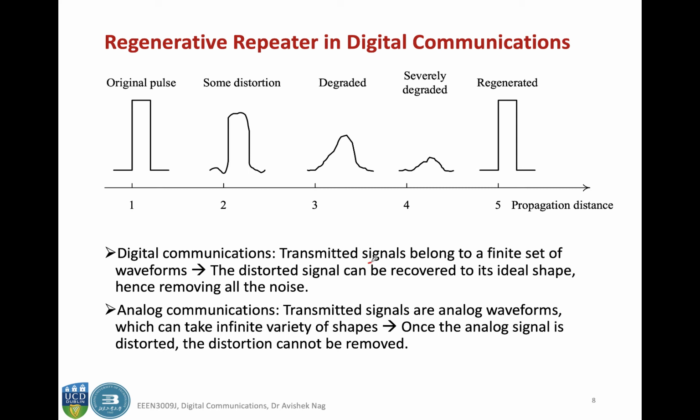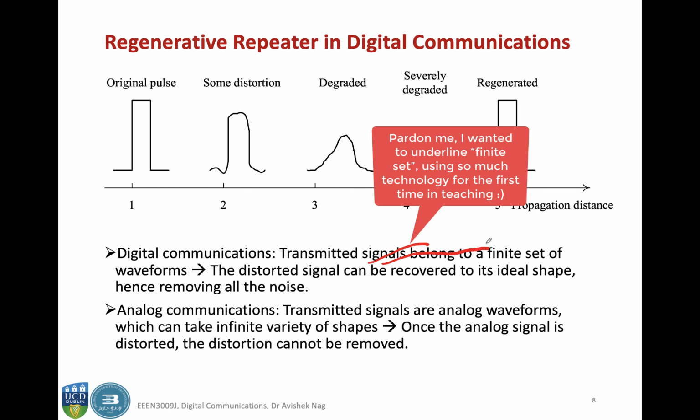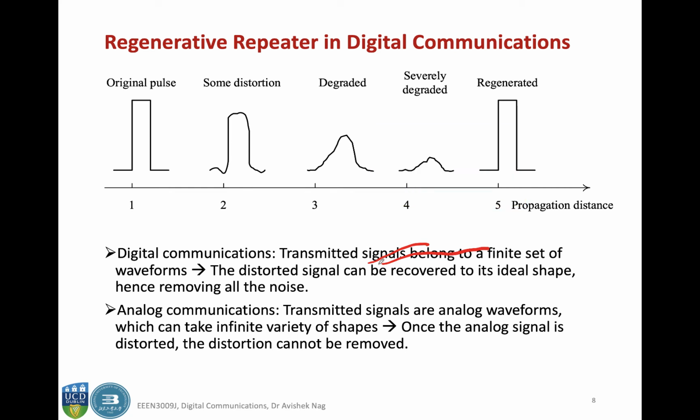So in digital communication, the signals belong to a finite set of waveforms. That is why the signals can be easily recovered to their ideal shape, and all the noise and distortions can be removed, because you know that the signal just belongs to two levels, zeros and ones. When the signal is getting distorted like this, you probably know that this particular peak is the high level, and this is the low level, and then you can regenerate the signal to its original shape between 0 and 1. So this is what is meant by saying that in digital communication the transmitted signals belong to a finite set of waveforms.